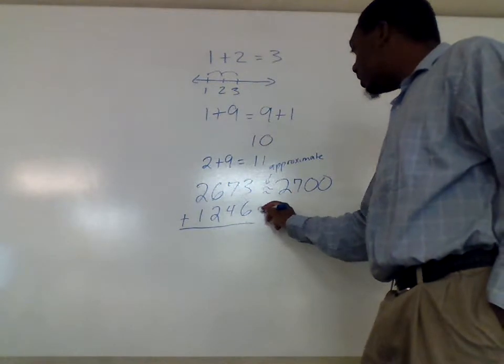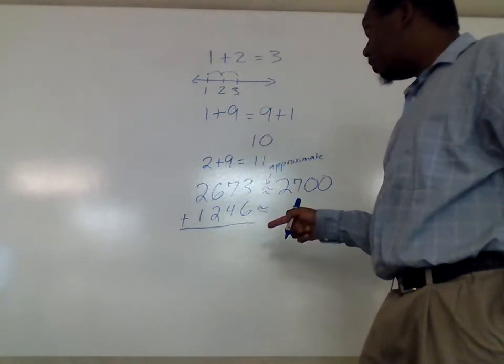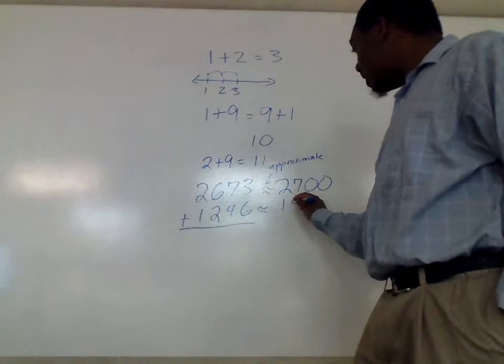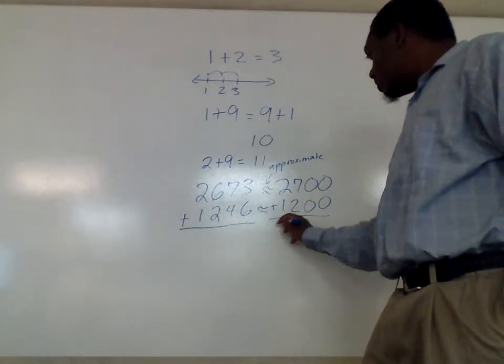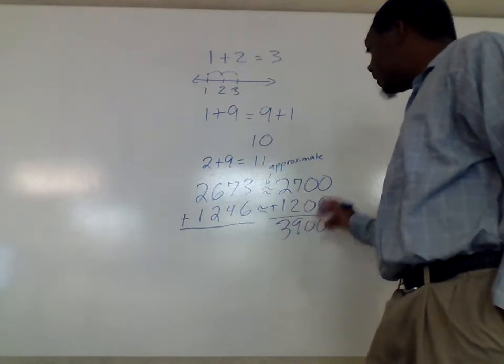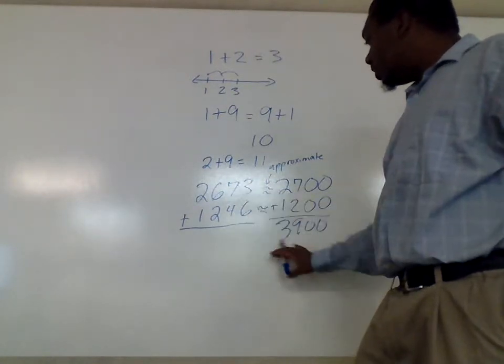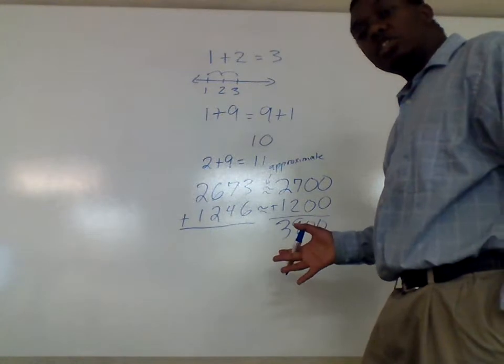And I can look at the 1,246 as about 1,200. And that's even easier for me to add. And so I would end up with 3,900. So I know my answer should be close to 3,900, maybe even closer to 4,000.